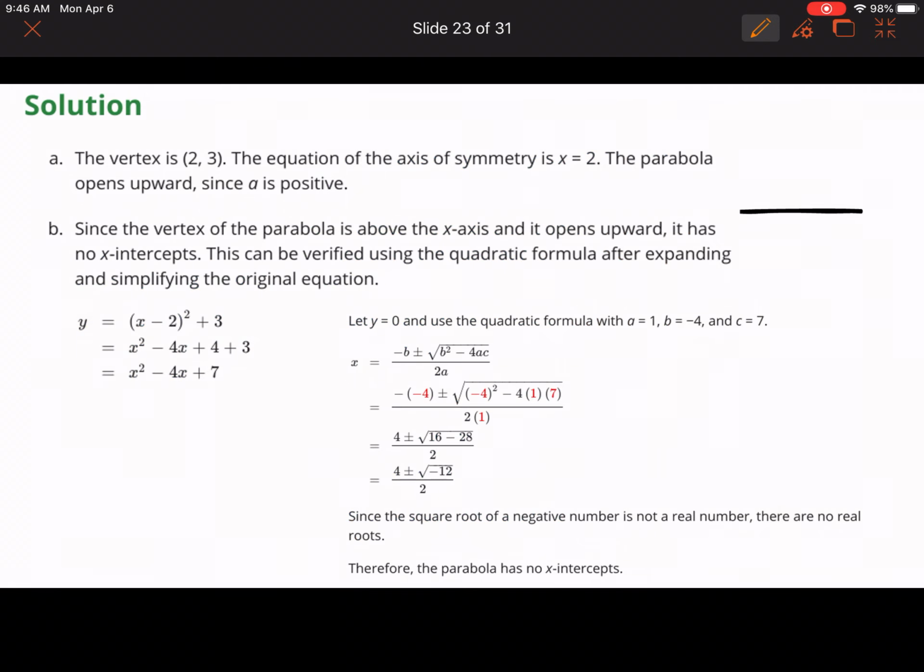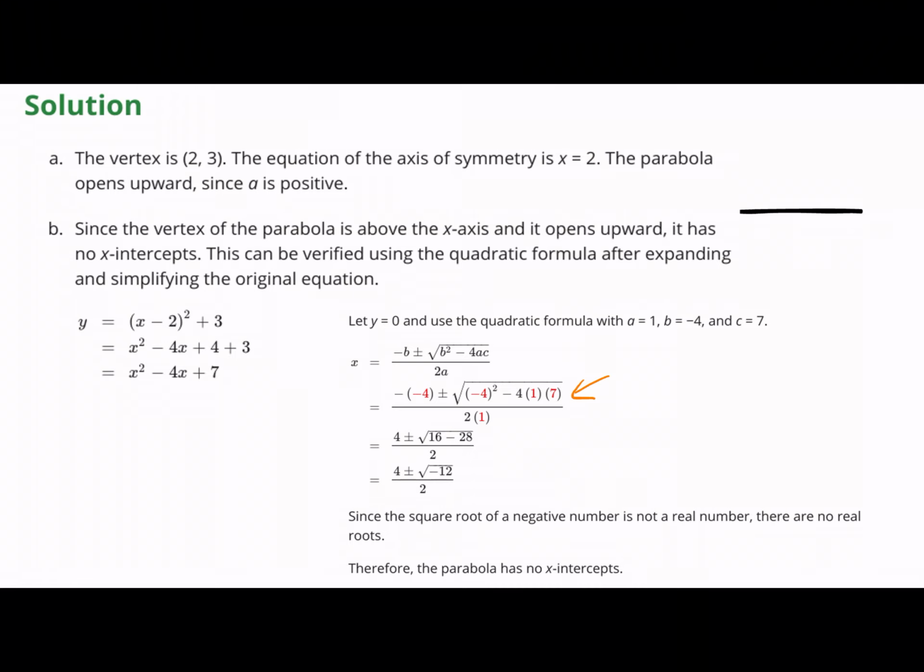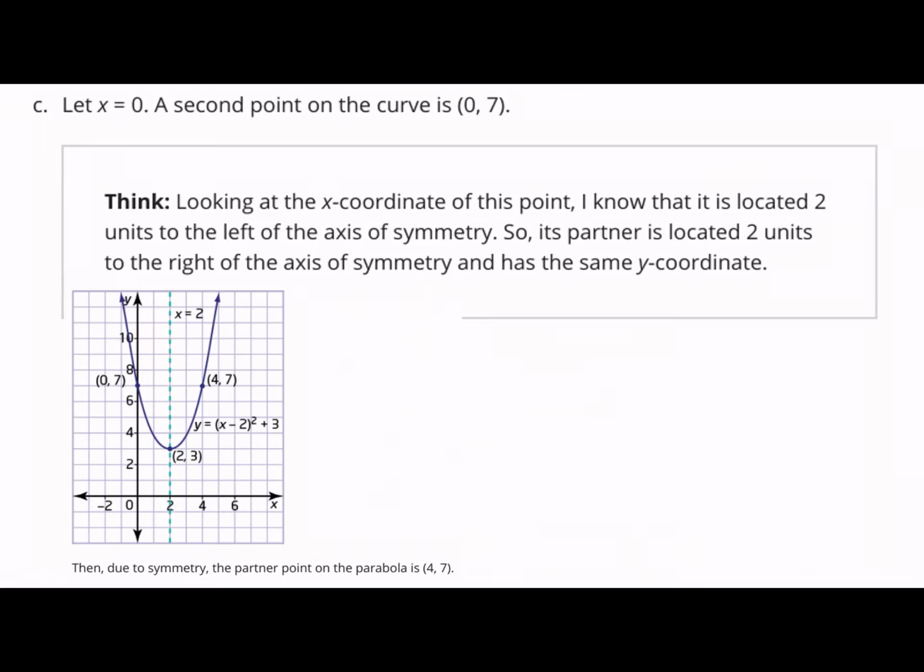The solution in the book, like I said, they went through the entire formula. I'm just concerned about what's underneath the square root sign. So looking at the x-coordinate of the point, I know that it is located 2 units to the left of the axis of symmetry. So I know that the axis of symmetry is x equals 2. I've got a 0 here, so I've got to move 2 over. So now I'm moving 2 over again. That's how I found the second point.